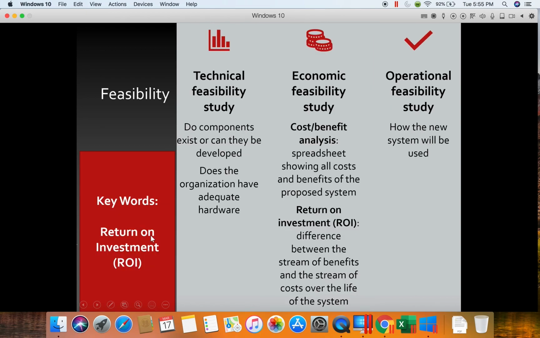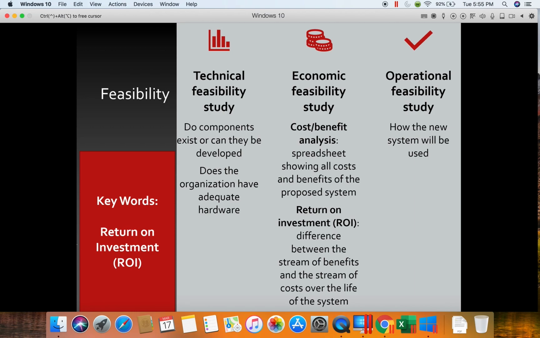So with technical feasibility, we're looking at, do the components exist or can they be developed? Is there adequate hardware available on the market to do the things that we need it to do in order to make this system work for us?